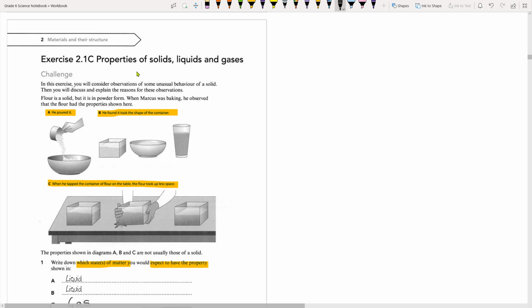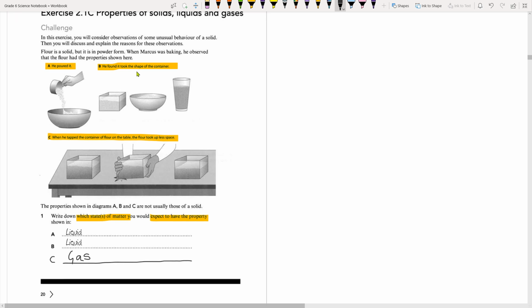Now in 2.1c, the properties of solids, liquids, and gases. In this exercise, you will consider observing some unusual behavior of solids. In A, he's able to pour that solid down, it's flowing. In B, he found out that it is taking the shape of any vessel that he's putting this powder in. And third, once he taps it down, he sees that the volume is also able to be reduced. You can see that it is now occupying less space.